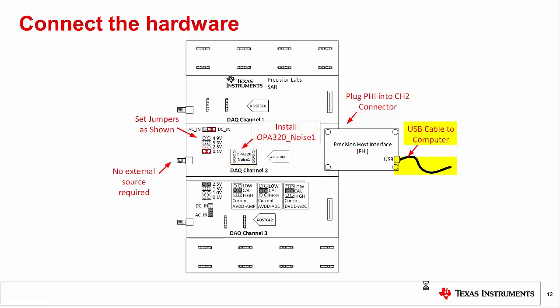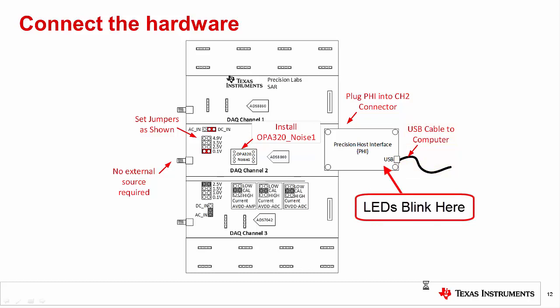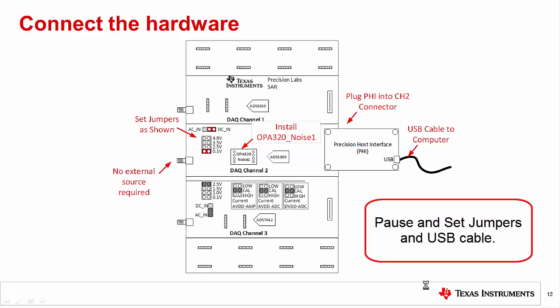Finally, plug the USB cables into your computer. When connecting the USB cable to the computer, an LED on the PHI should blink. Let's pause for a moment to set the jumpers and connect the USB cable.